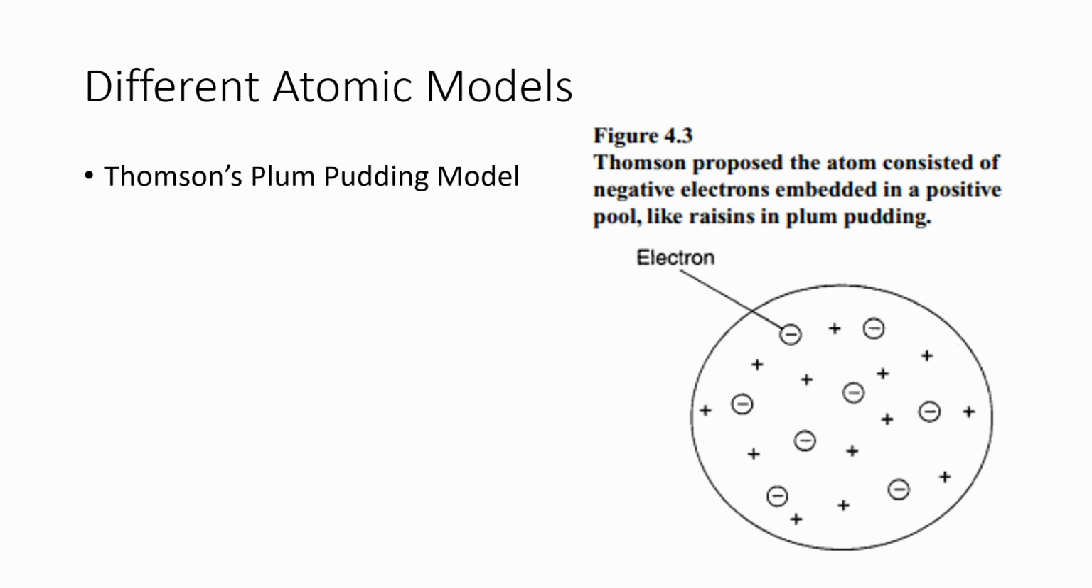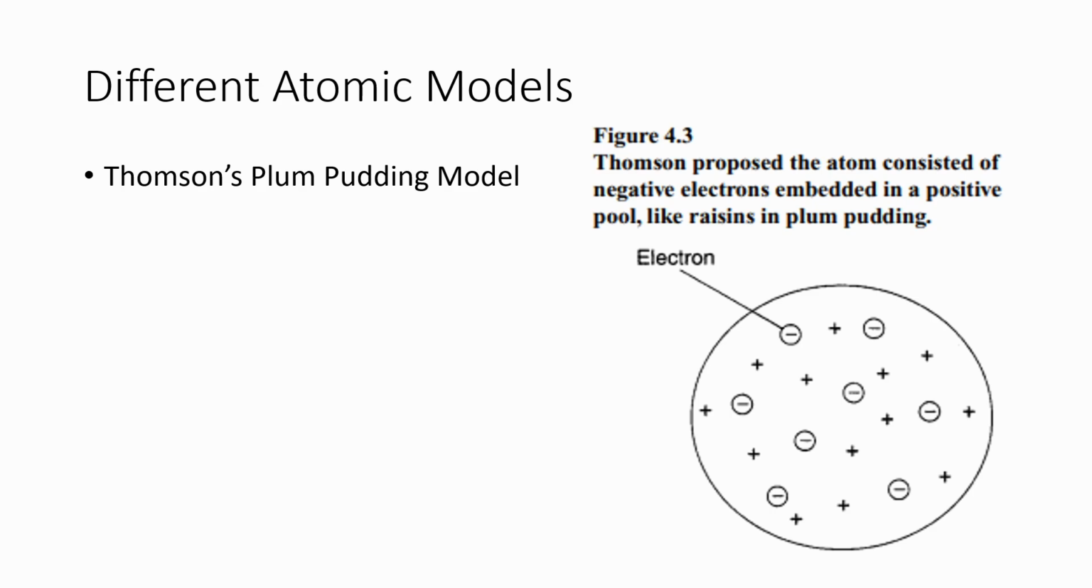So now that we know the parts of an atom, let's talk about the starting models of different atomic structures. Since they knew that there are protons, neutrons, and electrons that make up an atom, they theorized different models in which it could best demonstrate what an atom could look like.